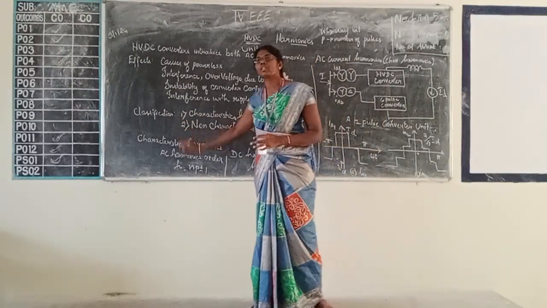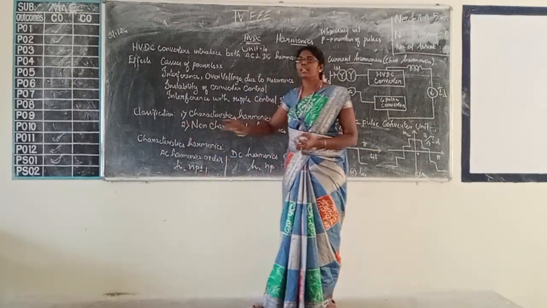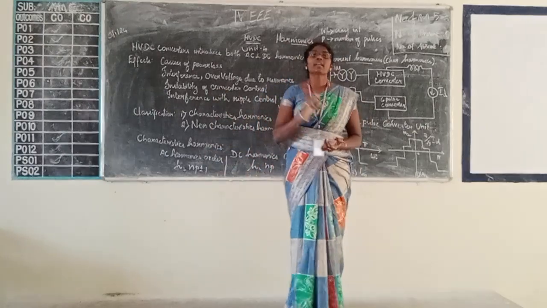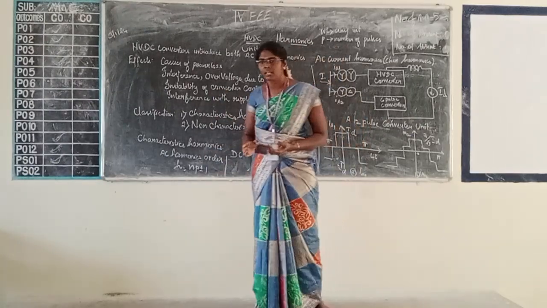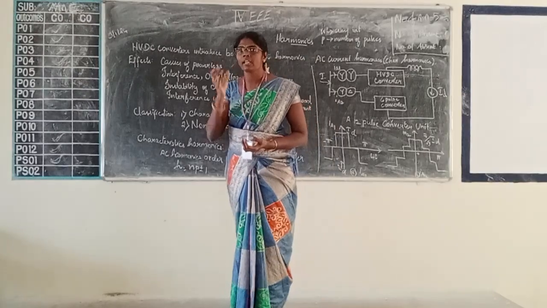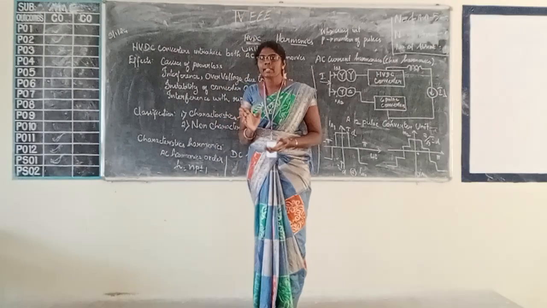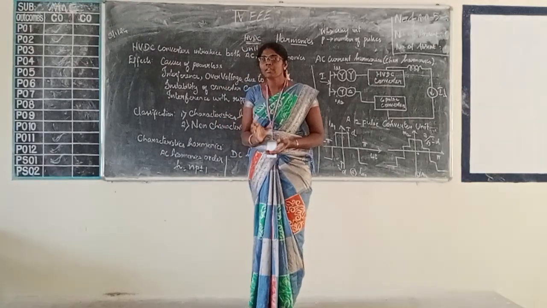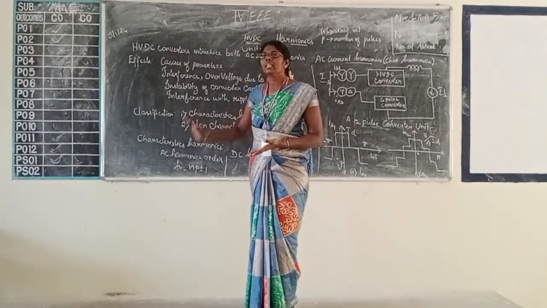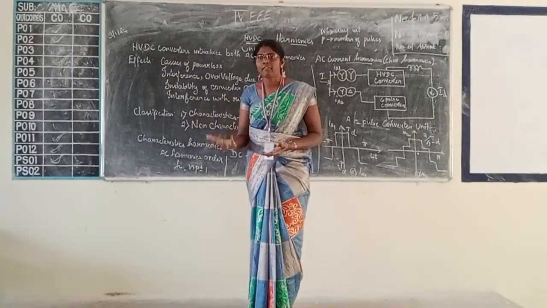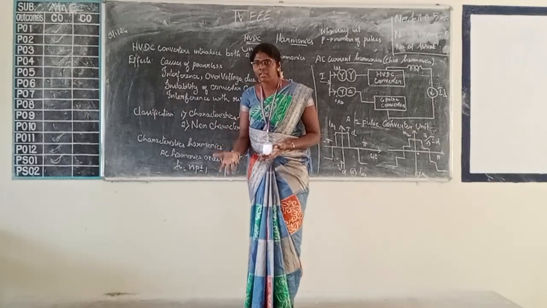And what are the classifications of harmonics? One is characteristic harmonics and the other is non-characteristic harmonics. The characteristic harmonics will occur in any default, that is any basic system. If the system is an ideal converter system, even in an ideal converter system these kinds of harmonics will be present. I haven't used any control devices there.